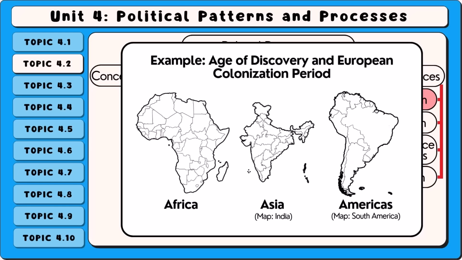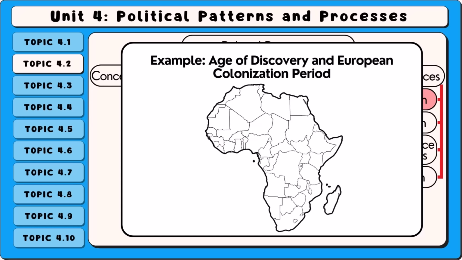These powers often drew political boundaries without regard to local cultures, creating lasting problems. For example, many of Africa's modern borders were created during European colonization and still cut across ethnic and linguistic groups.